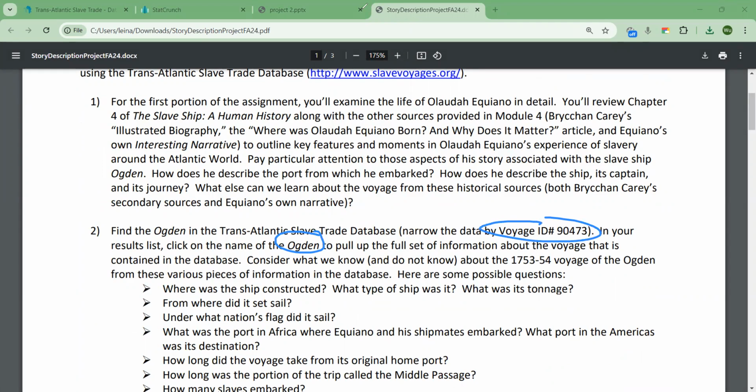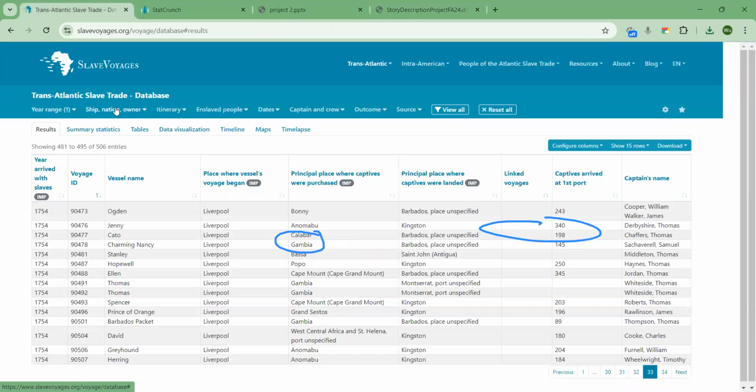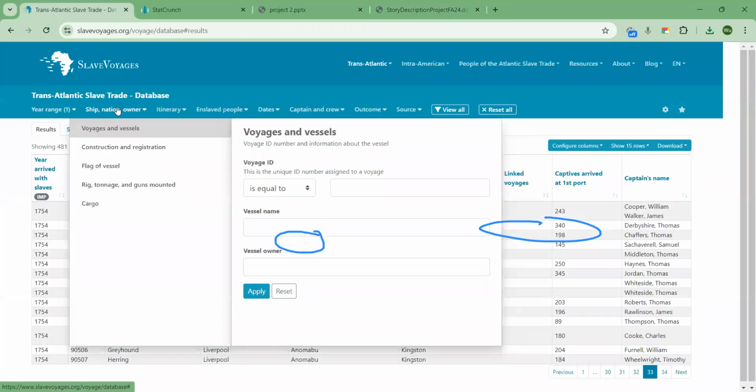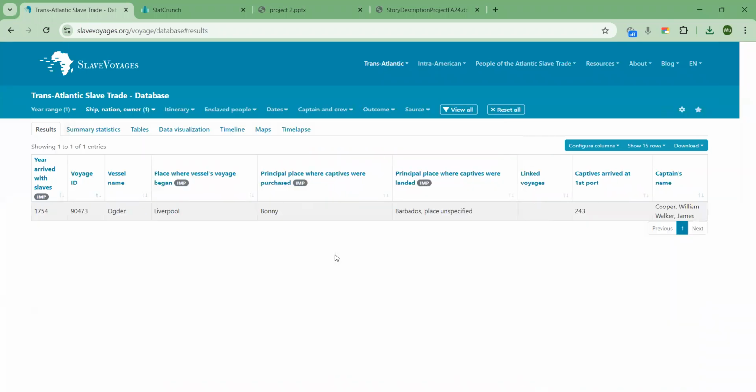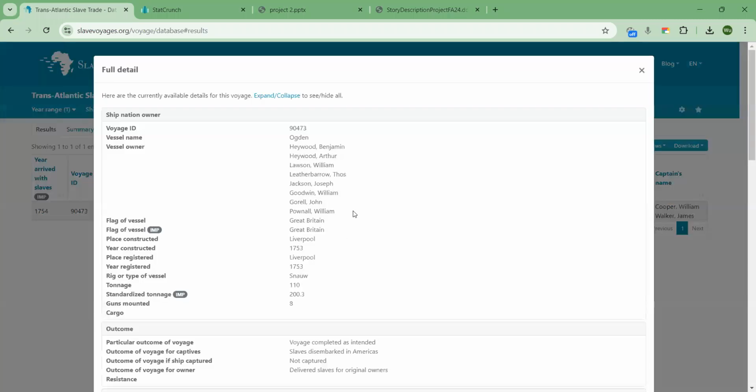All you need to do is go to the Transatlantic Slave Voyages database, and you can go to the ship and nation owner. Excuse me, let me clear the annotation, and enter this particular ID, as specified, 90473. Once you apply this, you will be able to find this Ogden voyage. If you simply click it, you will get all the information about this Ogden.